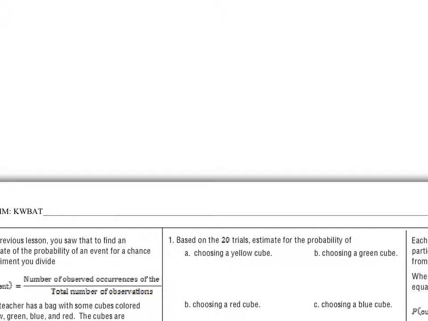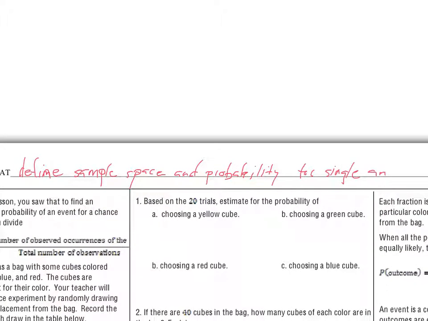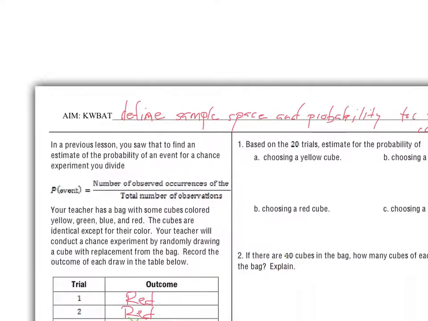Alright, today's aim: scholars will be able to define sample space and probability for single and compound events. So we're going to see a few more compound events today, but we're also going to look at single events to help us hone in on some of what we already know.